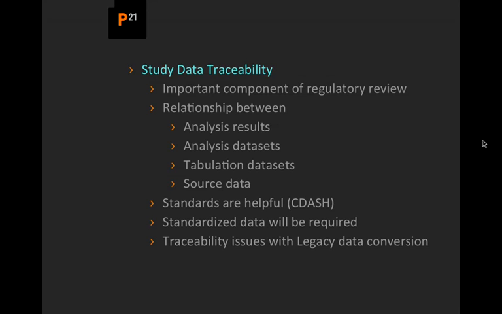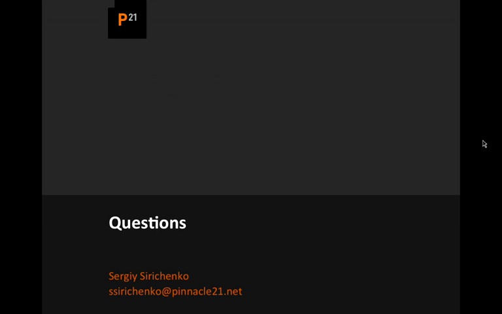And the last section of this document is dedicated to study data traceability, which is an important component of regulatory review, and its relationship between analysis results, analysis data sets, tabulation data sets, and source data. FDA encourages the use of standards like define, which is very helpful to provide all this traceability. And the document discusses traceability issues with legacy data conversion.